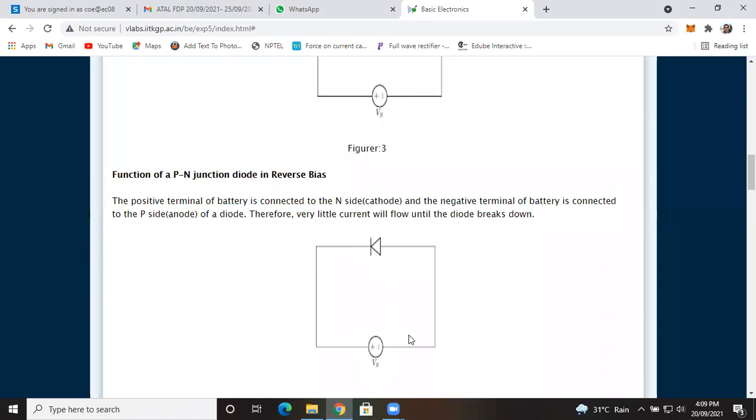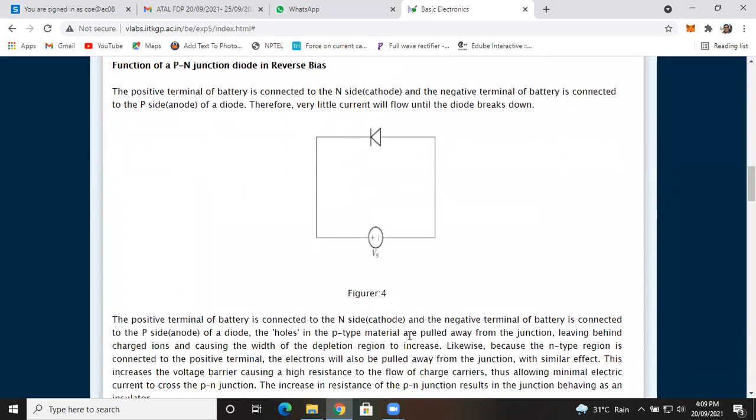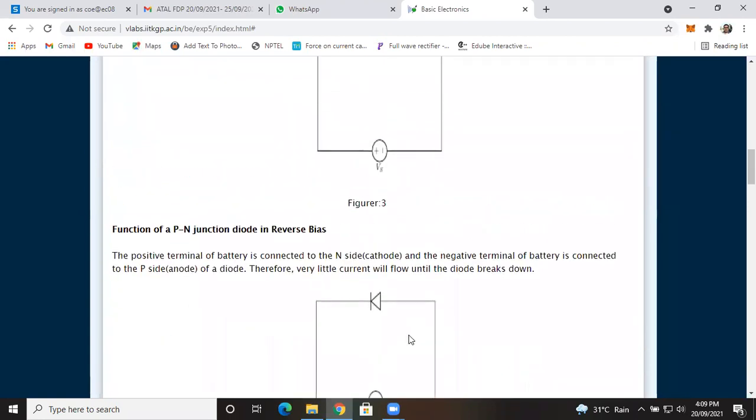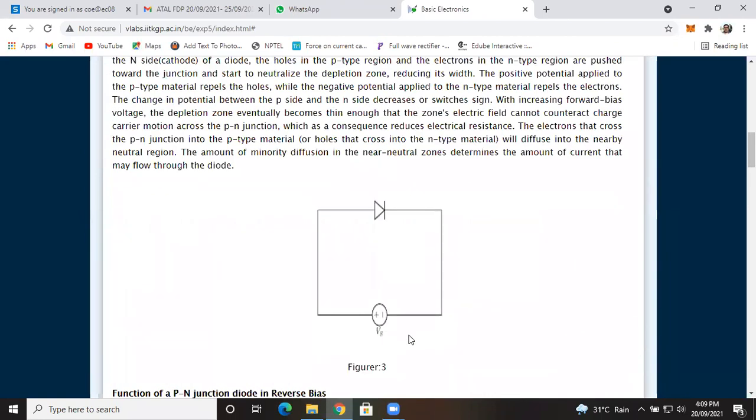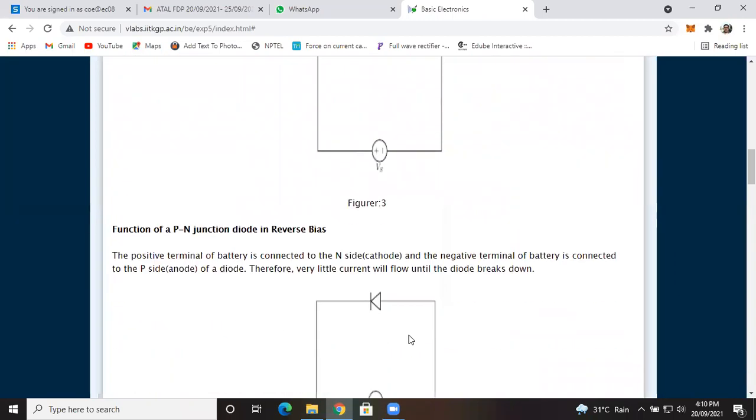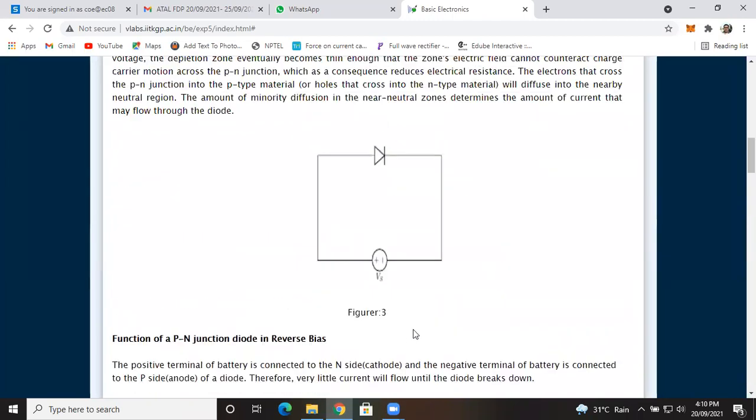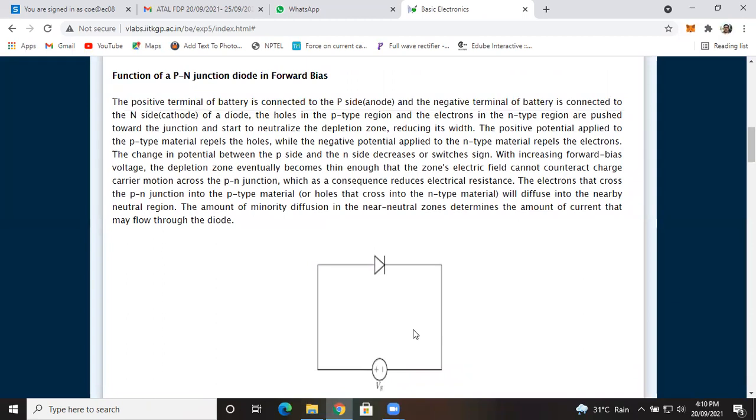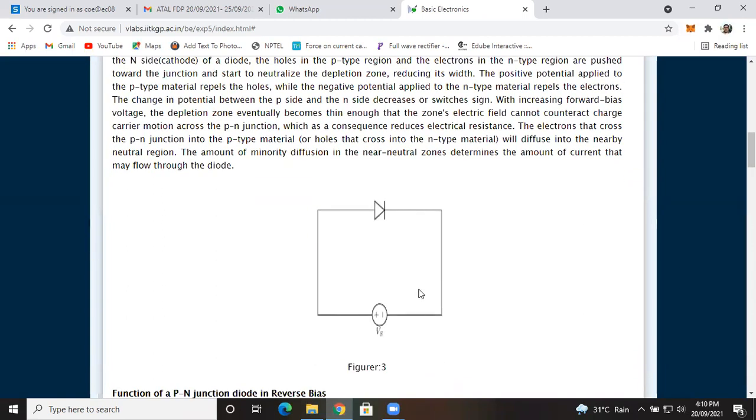Now we have to see how the PN junction diode actually operates, or how it works when it is connected in forward bias and in reverse bias. Please focus on the forward bias PN junction diode. If you see the circuit diagram, you will observe that this arrow, the positive terminal of the diode, is connected to the positive terminal of a battery, and this bar, the vertical line, is connected to the negative terminal of the battery, meaning the diode is connected in forward bias.